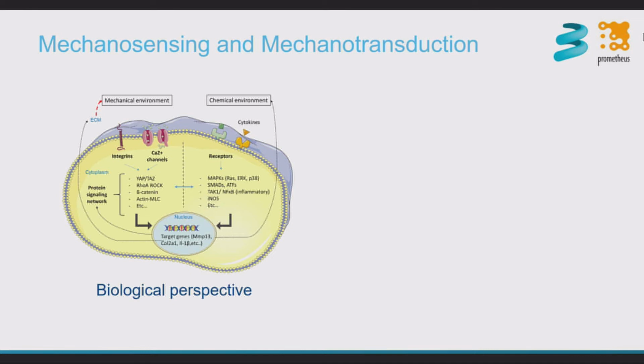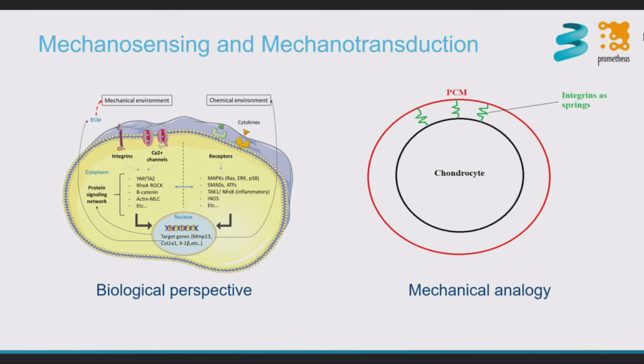So these channels are important in sensing the mechanics. There are also the integrins, where there is a direct link between the pericellular matrix and the intracellular components. So all of these elements can play a role. Now, of course, we cannot do all of that.